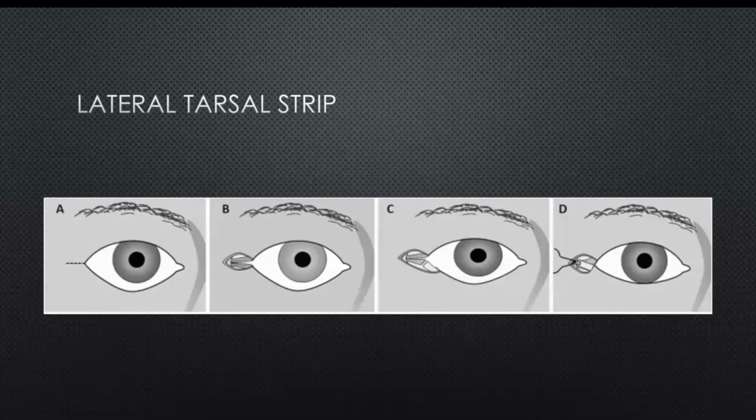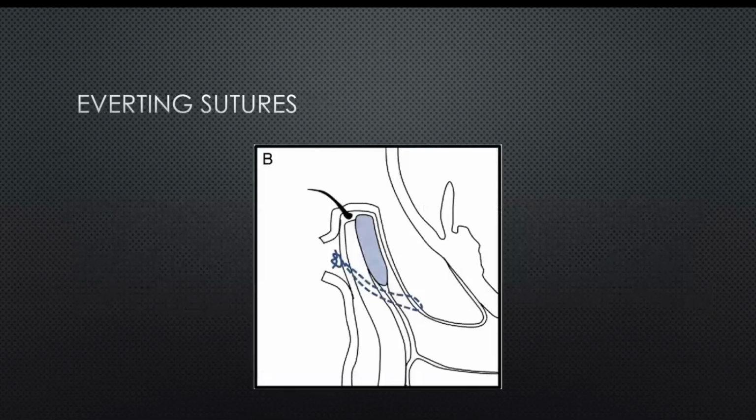Now, whether you've got entropion or ectropion, you're doing basically this surgery for the involutionals. And then with the entropions, you're adding a step of everting sutures, because if you don't put the everting sutures in, then it's essentially not worth doing. So this is your lateral tarsal strip. When you're doing an entropion, you're also going to do some everting sutures.